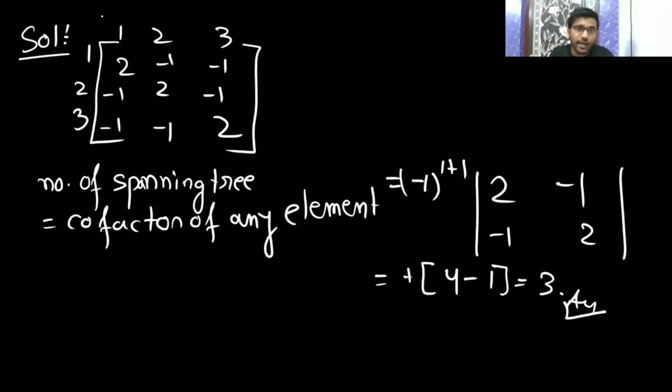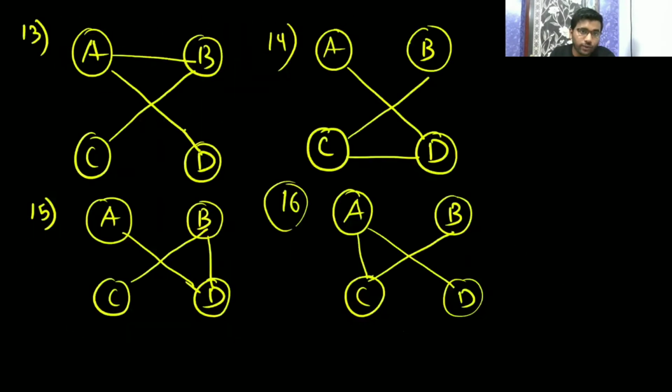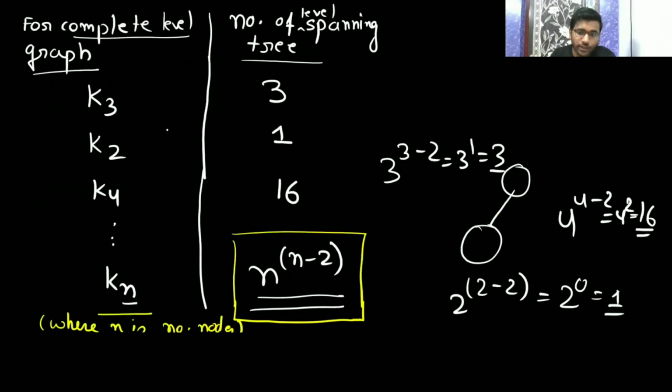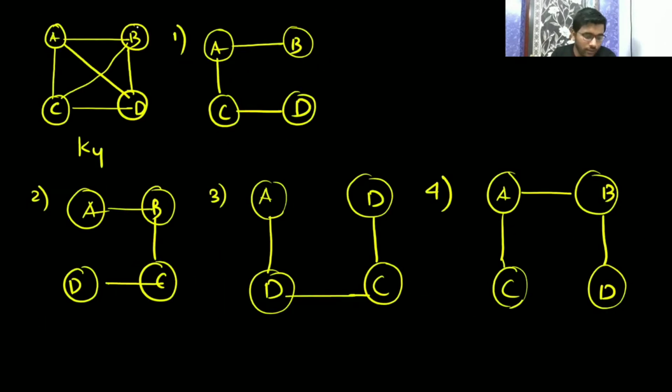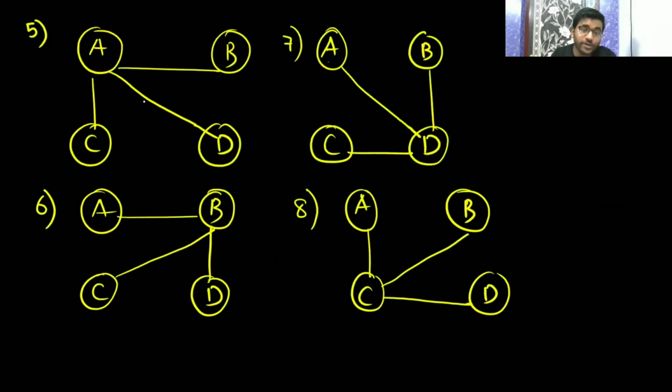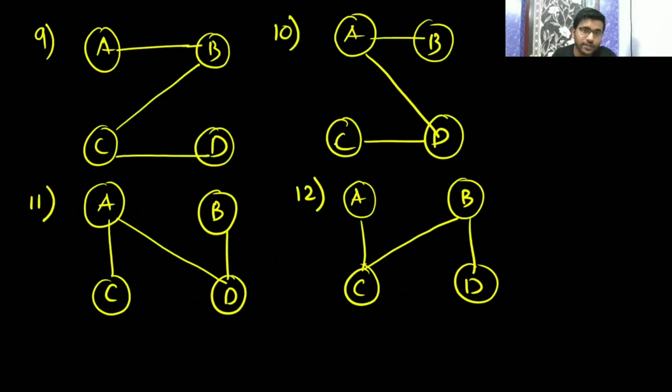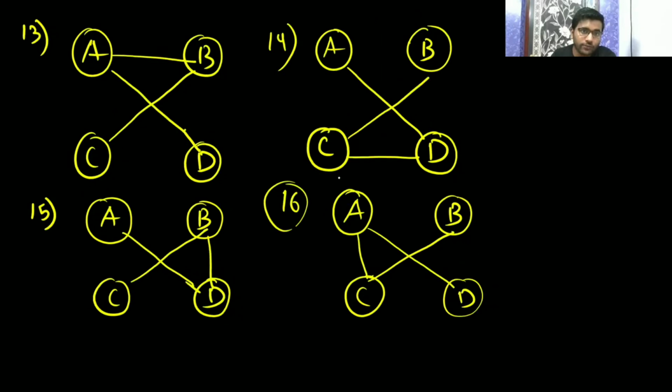K4. That K4 I have individually shown you. See, K4 is this. We got the number of spanning trees 14... 1, 2, 3, 4. Sorry, 16: 5, 6, 7, 8, 9, 10, 11, 12, 13, 14, 15, 16. So total 16.